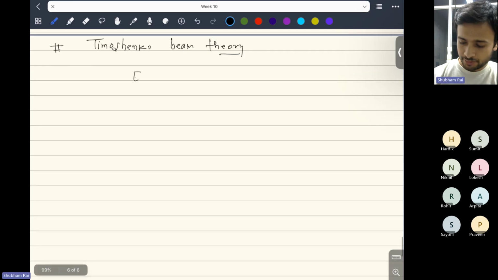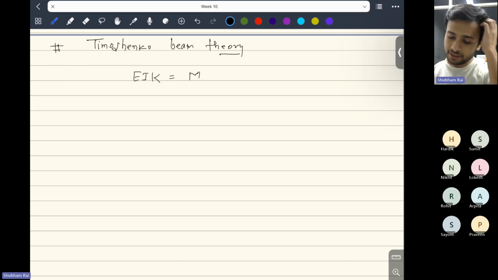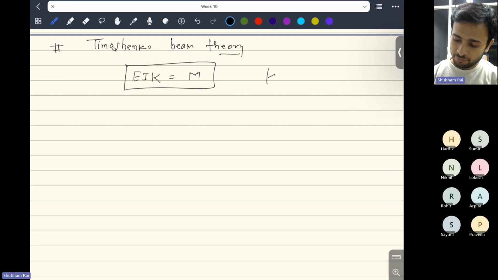So formula, I'm just writing the formula. You can refer to the lectures if you want to see the detailed derivation. This formula will be varied. EI kappa is equal to M. But here now we do not have kappa equal to del square y over del x square. So we do not have that.